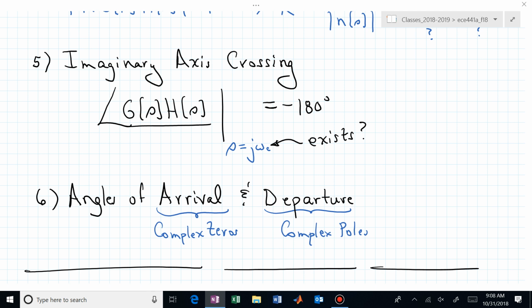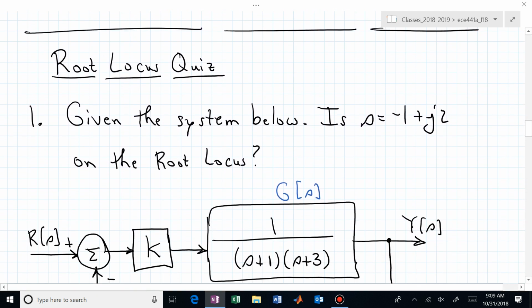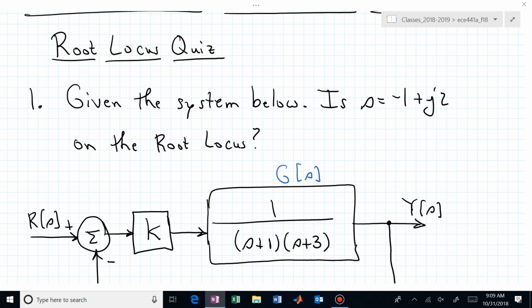Angles of arrival and departure concern complex zeros and complex poles. And we'll talk about how we can find the angles that the root locus is departing from a complex pole location, or how is the root locus approaching, arriving at a complex zero location. What's the angle? Is it coming in at 90 degrees? Is it coming in at 135 degrees? What direction or angle is it really approaching at?